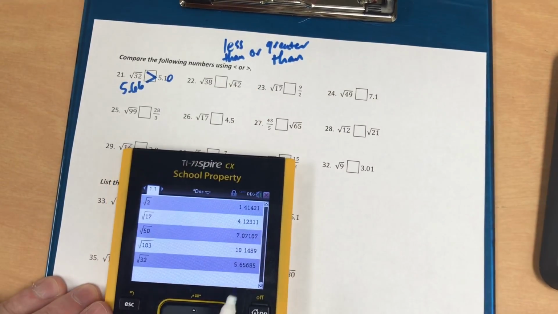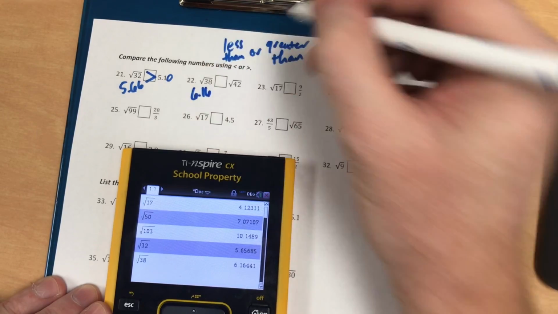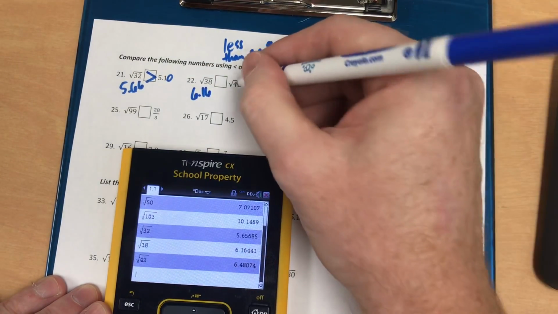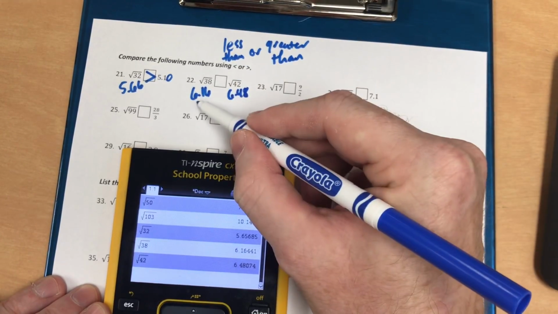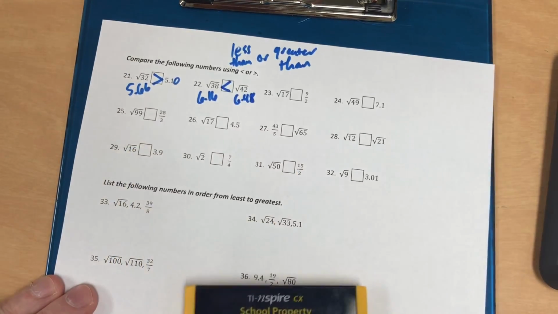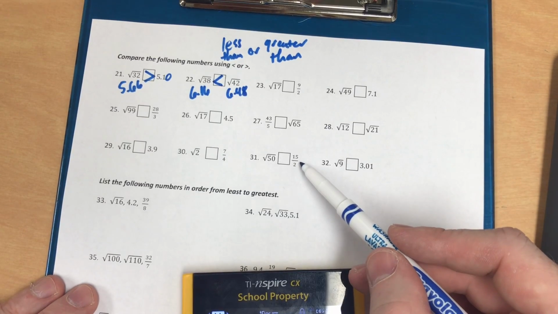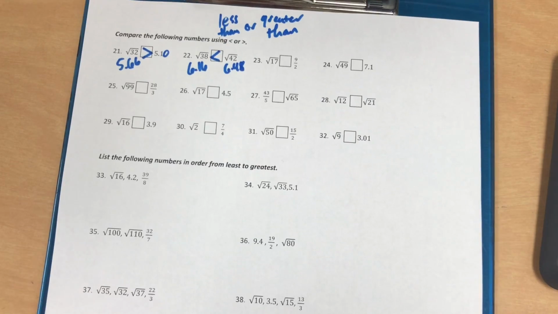If we have two square roots, square root of 38 is 6.16. Square root of 42, 6.48. And then think of it as money. $6.16 is less than $6.48. Okay? You're going to finish comparing the rest of those. Remember, if it's a fraction, divide it. Control escape. Makes your answer a decimal.